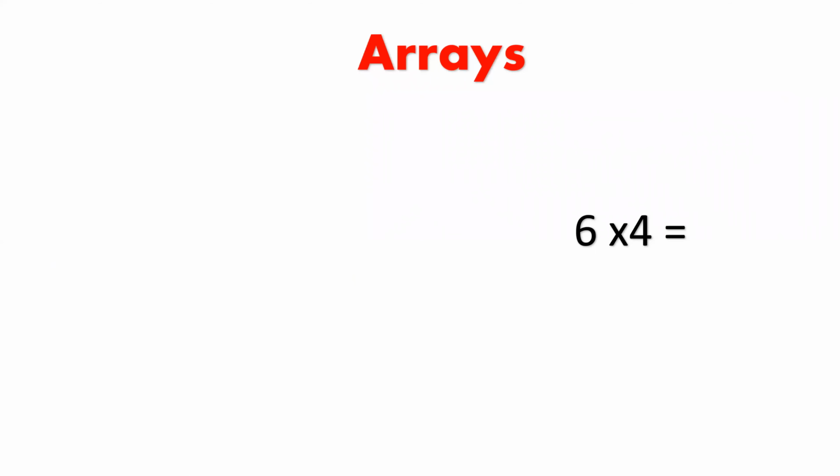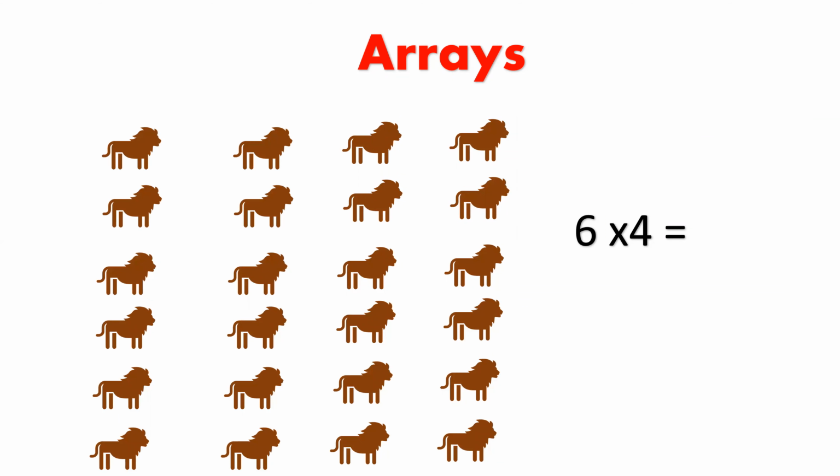I'm going to do an array of 6 times 4. I'm going to have 6 rows and 4 columns. Pause the video as you draw your array. Let's check your array and my array. Here we go. As you can see, I have 6 rows, 1, 2, 3, 4, 5, 6, and I have 4 columns, 1, 2, 3, 4. 6 times 4 equals 24.